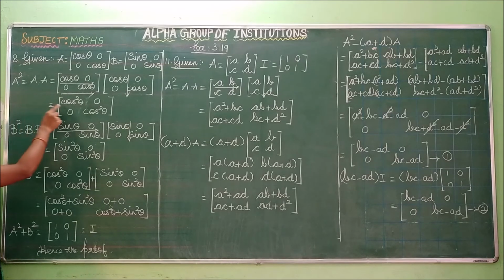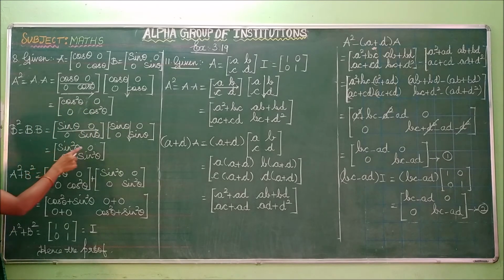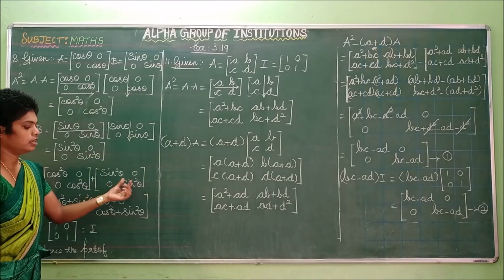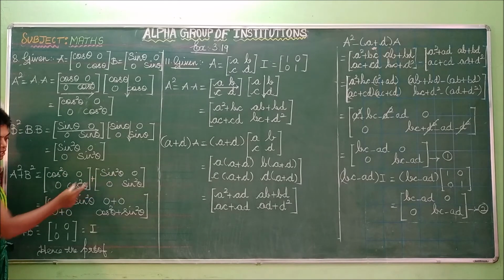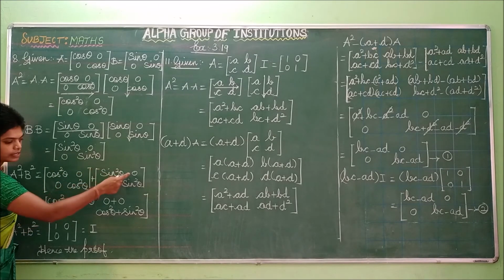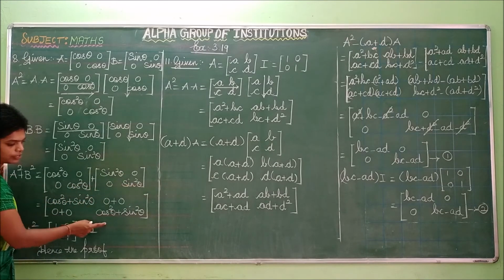So our A squared is [cos square theta, 0; 0, cos square theta]. B squared is [sin square theta, 0; 0, sin square theta]. Then you can add the values, both the matrices. A squared plus B squared equal to [cos square theta, 0; 0, cos square theta] plus [sin square theta, 0; 0, sin square theta]. You can add the corresponding elements: sin square theta plus cos square theta, then 0 plus 0, again here 0 plus 0, cos square theta plus sin square theta.